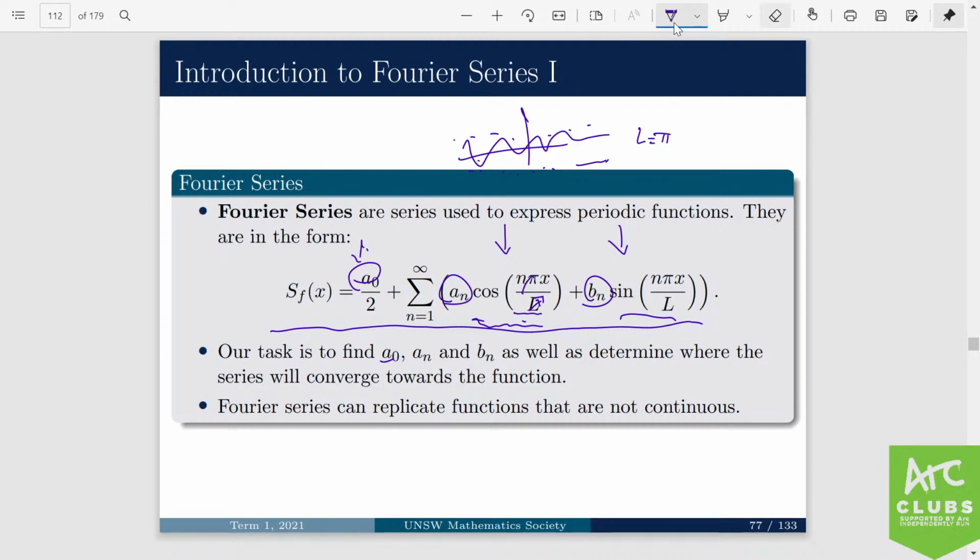Also, this formula that I've scribbled all over, I believe it's provided at the front of your final exam. So if you forget it, then it's right there. And actually, the formula for these coefficients is also there, I think.